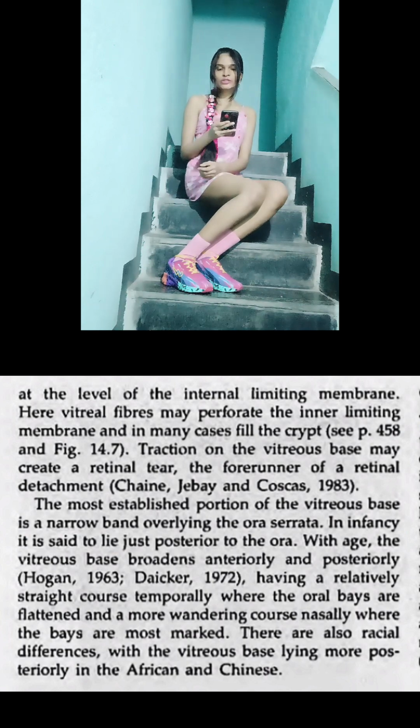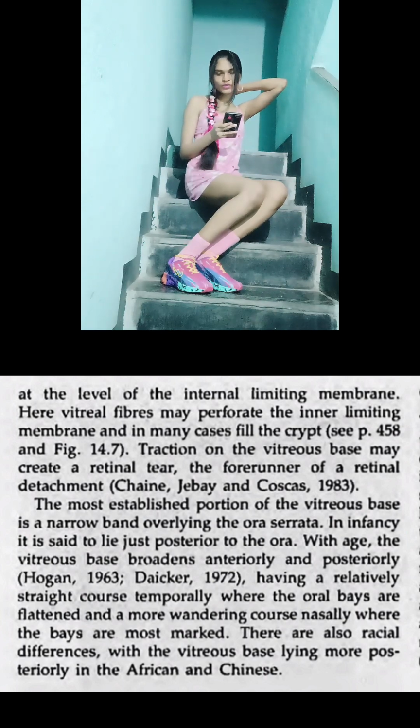The most established portion of the vitreous base is a narrow band overlying the ora serrata. In infancy, it is said to lie just posterior to the ora. With age, the vitreous base broadens anteriorly and posteriorly, having a relatively straight course temporally, where the oral bays are flattened, and a more wandering course nasally, where the bays are most marked. There are also racial differences, with the vitreous base lying more posteriorly in the African and Chinese.